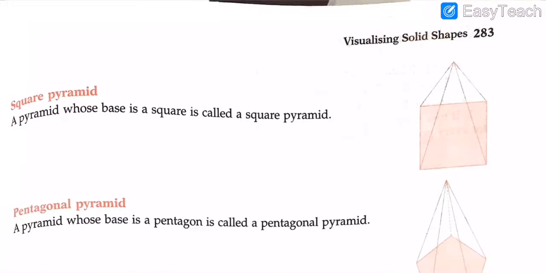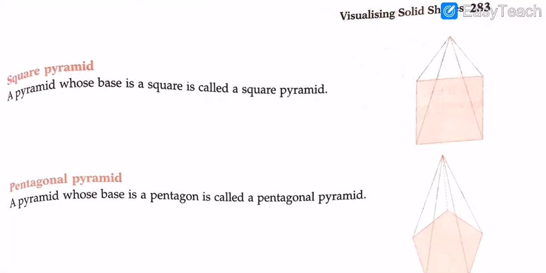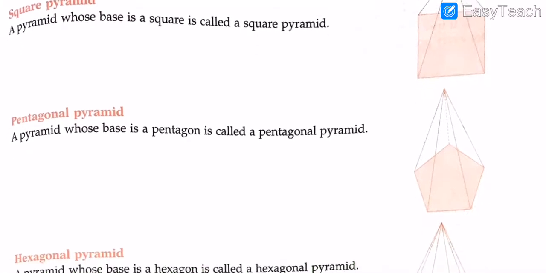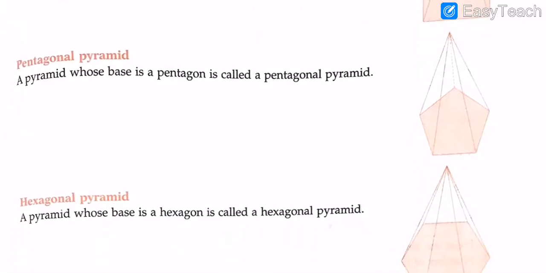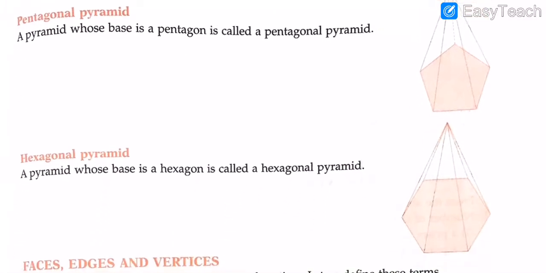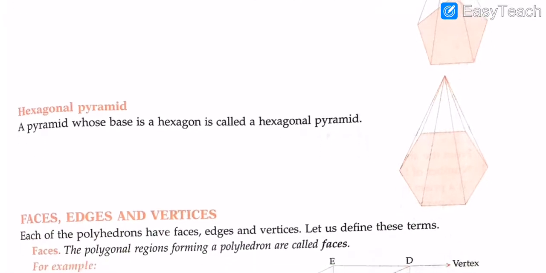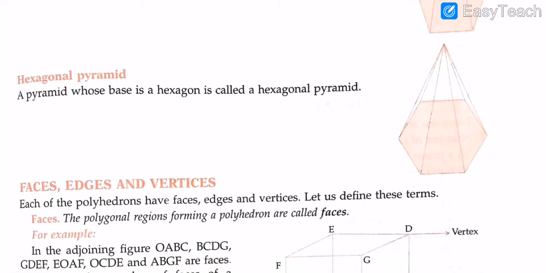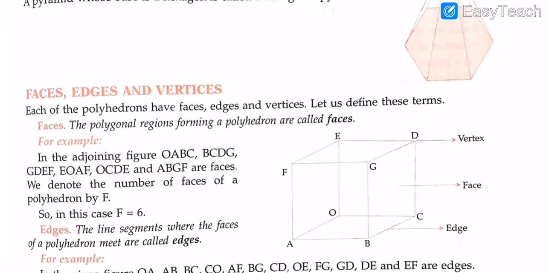Now, similarly, there are square pyramids. A pyramid whose base is a square is called a square pyramid. A pyramid whose base is a pentagon is called a pentagonal pyramid. And a pyramid whose base is a hexagon is called a hexagonal pyramid.